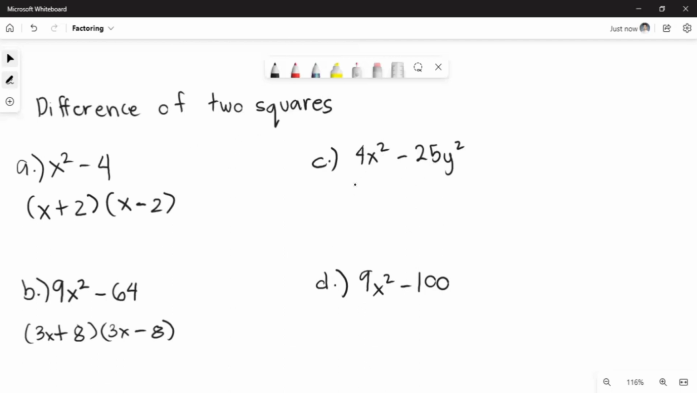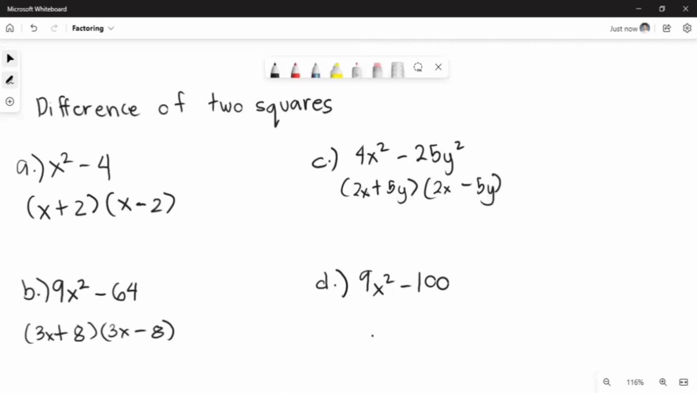So we can apply the difference of two squares. Construct two parentheses, with positive and negative signs. The square root of 4x squared is 2x, so 2x for the first term of both factors. And the square root of 25y squared is 5y. Therefore, the answer is the quantity 2x plus 5y multiplied to the quantity 2x minus 5y.